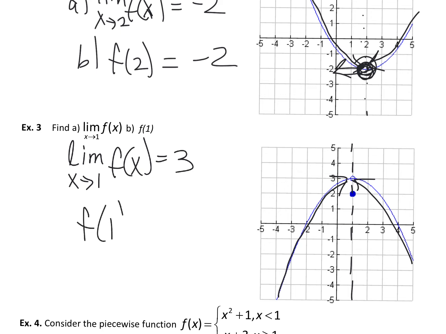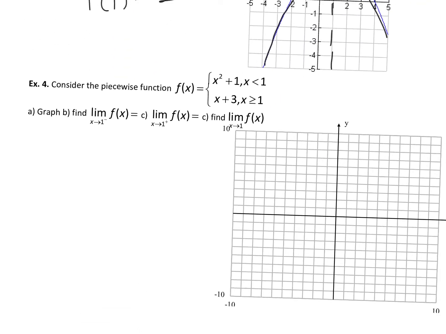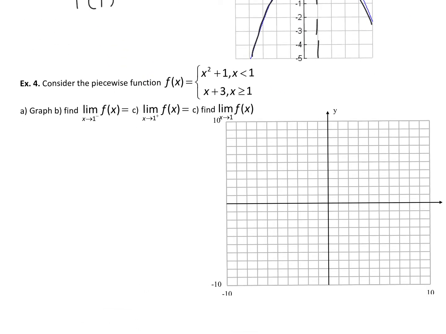Then for letter B, I want to find out what is f of 1. What is the output at 1? And the output we see is 2. So here's a case where the limit and the output are different. Okay, hardest thing you're going to have to do on this, and we're introducing new notation. That's fine.